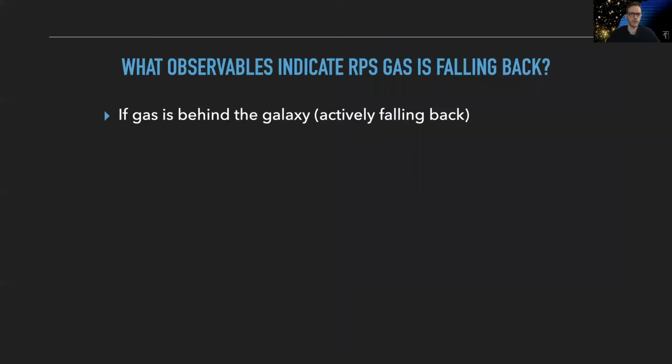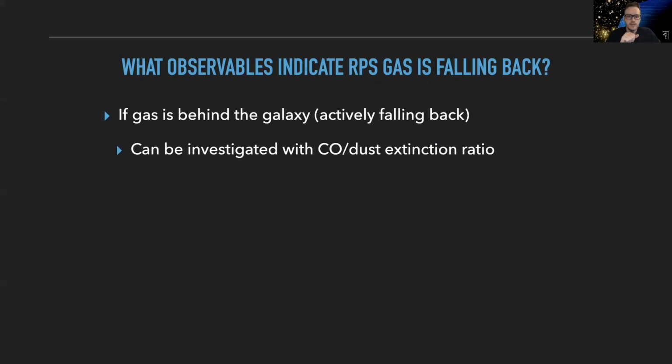So I want to discuss what observables would indicate that we're seeing gas that is falling back towards the galaxy. Well, one is the gas should be behind the galaxy because it's been stripped out of the galaxy. And you remember the galaxy is moving towards us, so any stripped gas is moving away from us. We can determine if gas is behind the galaxy via the CO to dust extinction ratio. Let me elaborate on that a little.